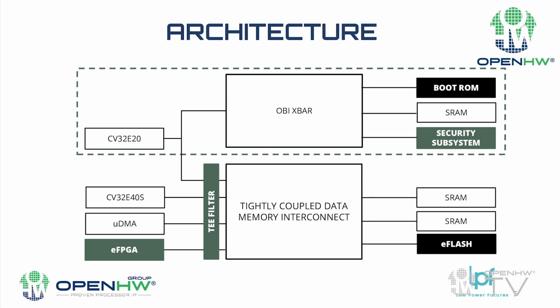This is an expanded view of the interconnects, and as you can see here, the system can be divided into two main subsystems. The first subsystem illustrated here is the secure subsystem, composed of the CV32E20, which is the secure core, along with the security subsystem, the boot ROM, and a certain amount of SRAM. The bottom part of the system is the application subsystem. We have chosen to isolate the two parts. The advantage is that the lower part of the system does not have the ability to access the upper part, which is the secure part, for better secure operation.